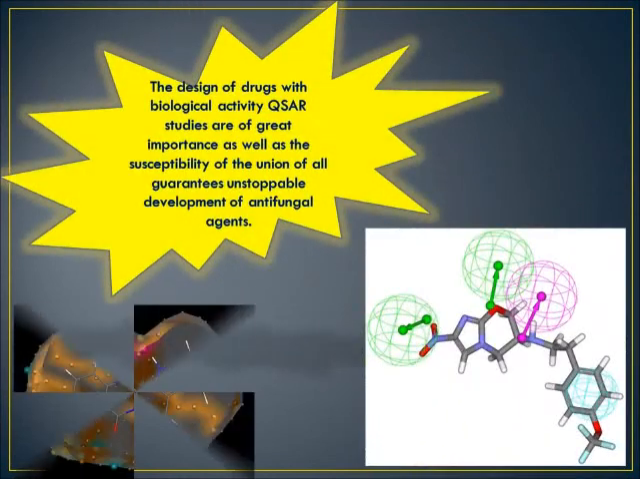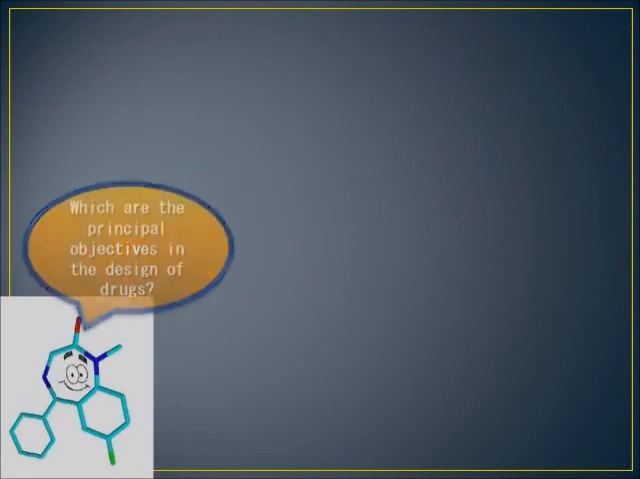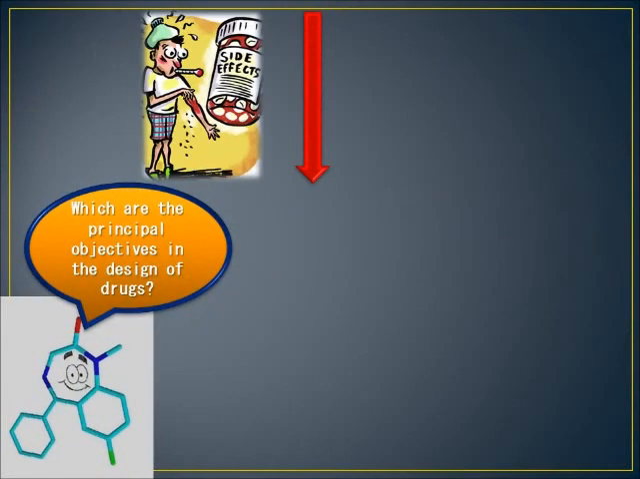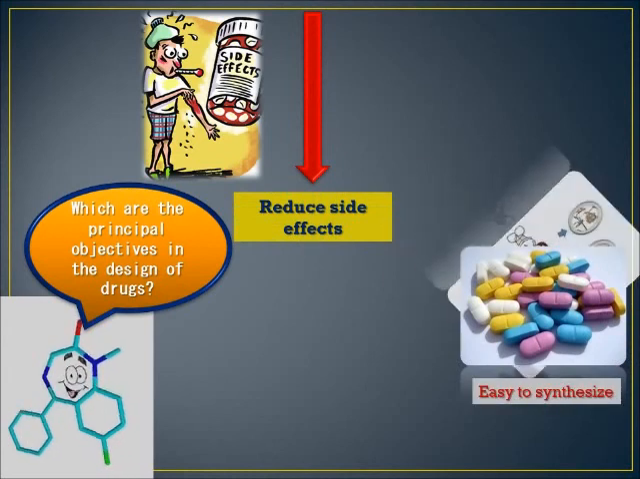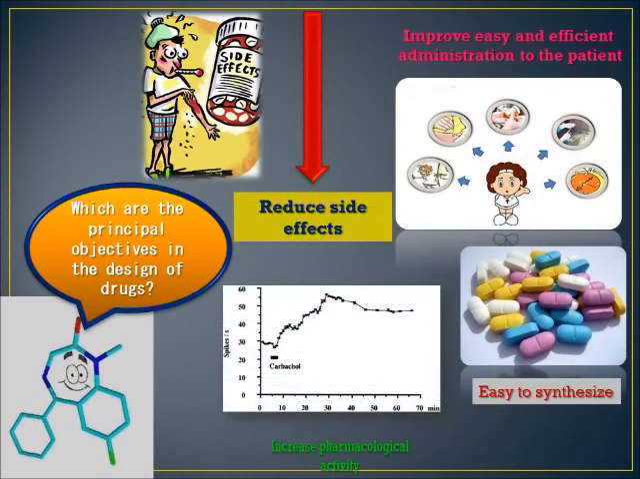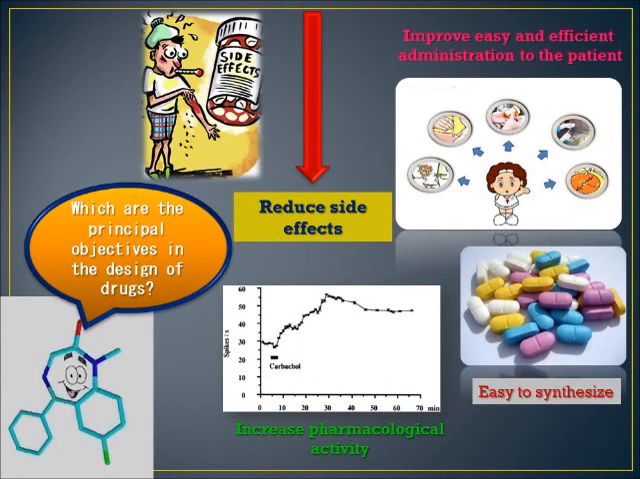Well, all this time we have been talking about the function of pharmacophores, but what are the principal objectives in the design of drugs? It's important to know this because drug design reduces side effects, makes synthesis easier, improves easy and efficient administration to the patient, and of course, increases pharmacological activity. For all these reasons, this kind of study about drug design is an essential part in the discovery of new drugs.